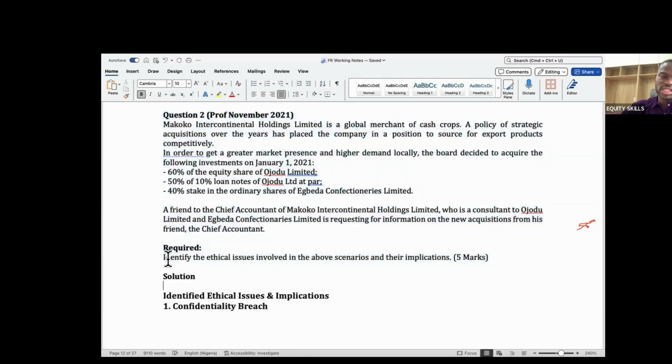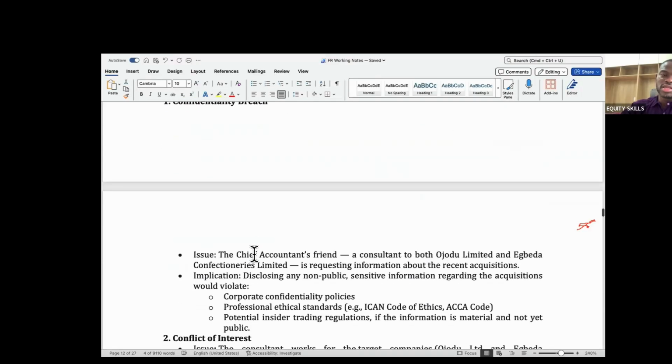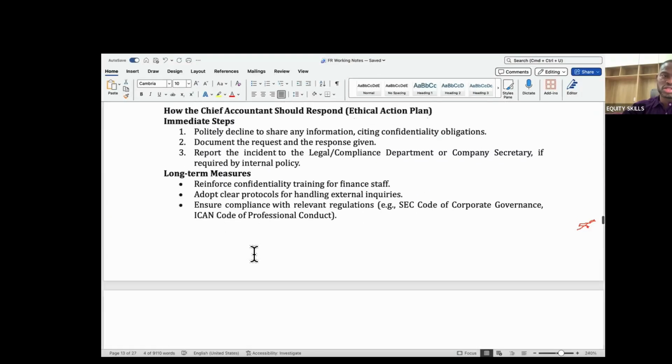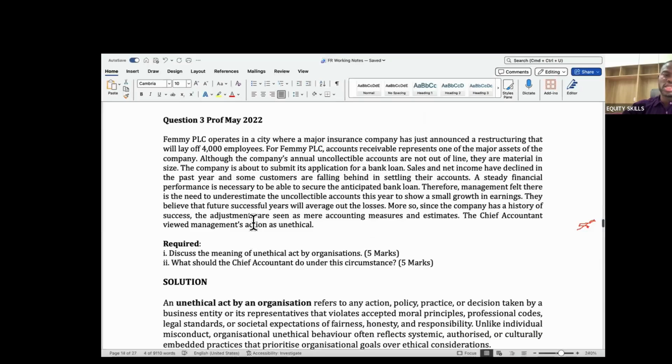And if you look at the way they asked it, they say identify the ethical issues involved in the above scenarios. The same way I've answered. Again, I've given you the solution and just look through it. There's another one here. This one, they said that you should discuss the meaning of an unethical act. When we say unethical act, it's an action by an organization that is morally wrong, either against employees, against the community, against the government.